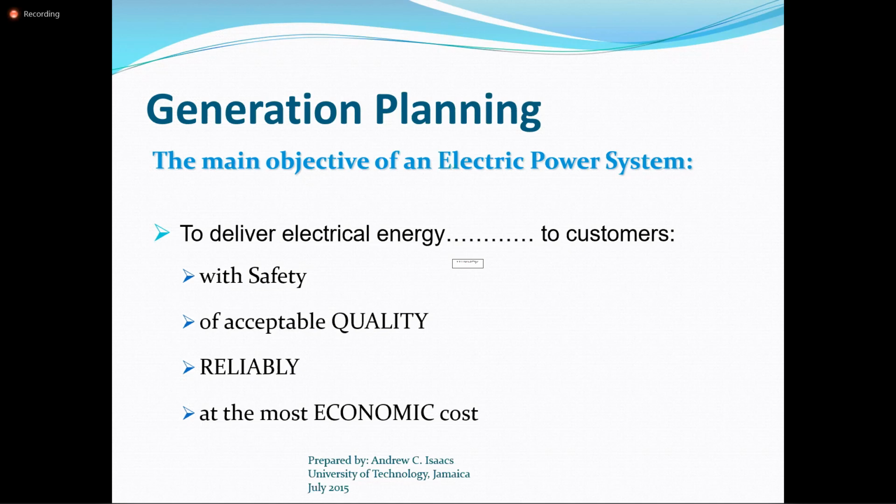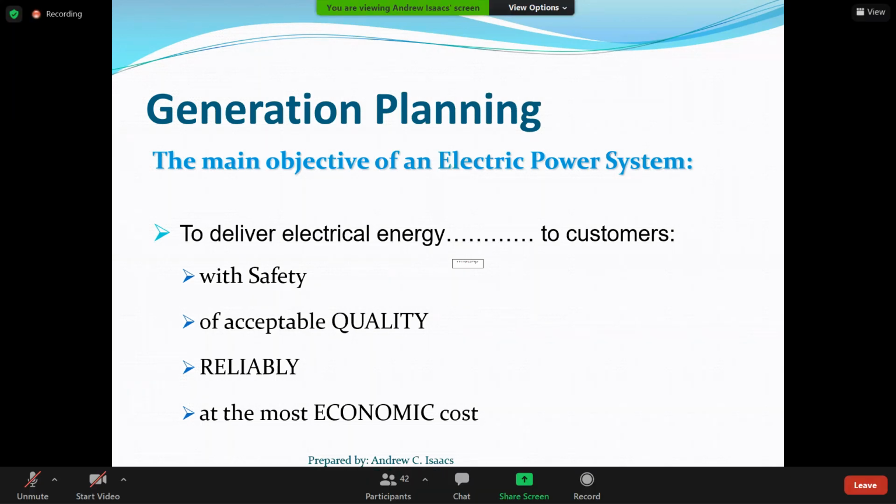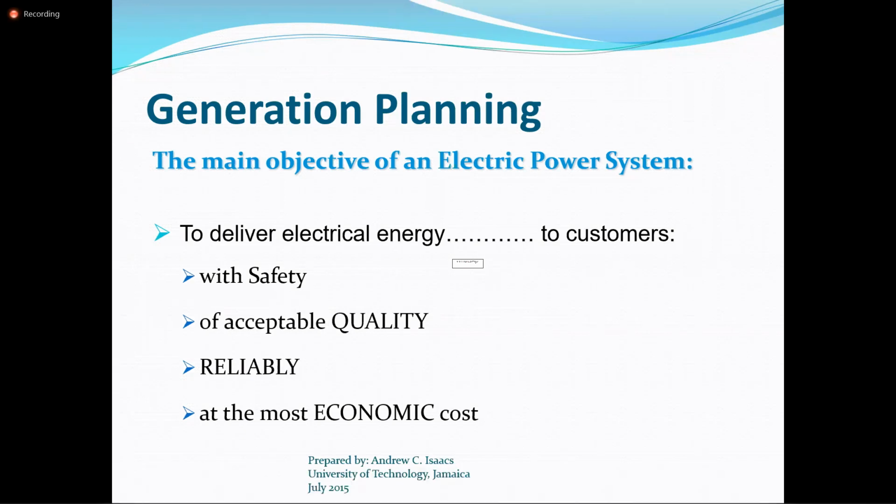So the production and delivery of electricity could have been done using any technology, having however many lines and cables that you feel like, if cost was not a factor. But our objective must always be, in looking at this whole generation planning and management, one of our primary objectives is to ensure that the energy is delivered to the customer at the most economic cost. And that is something that, as a country, we have been grappling with over time.